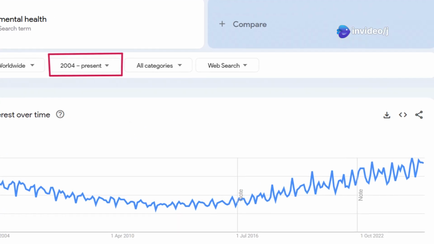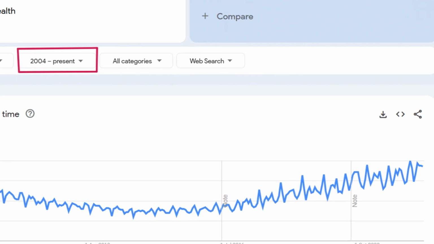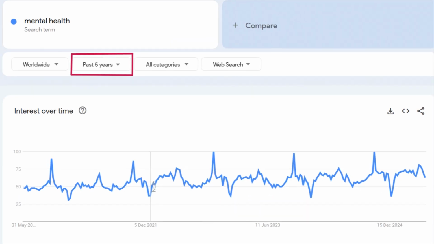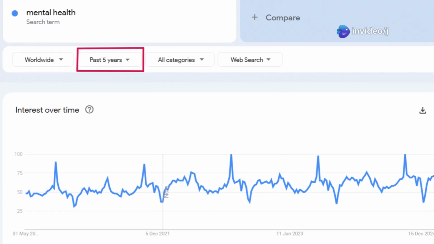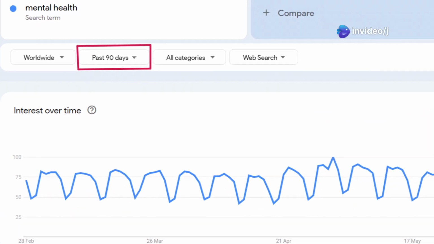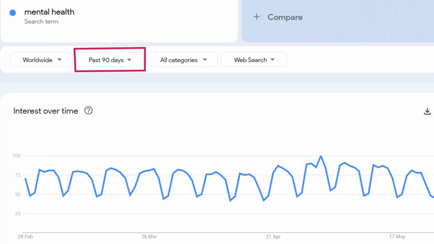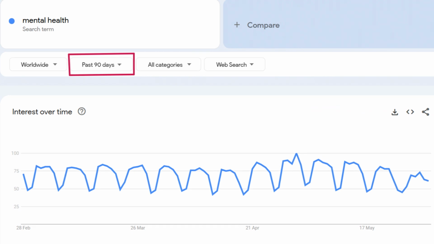For example, try changing the time range for mental health to past 5 years. You'll likely see a gradual rise with a peak around late 2021. Now change to past 90 days. You might see smaller fluctuations, perhaps even a minor uptick around World Mental Health Day, October 10th, or after a specific event. This exercise shows how recent interest compares to the longer-term context.